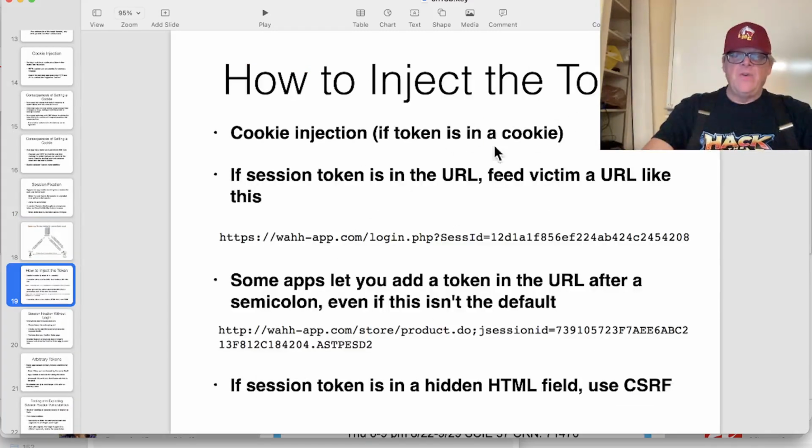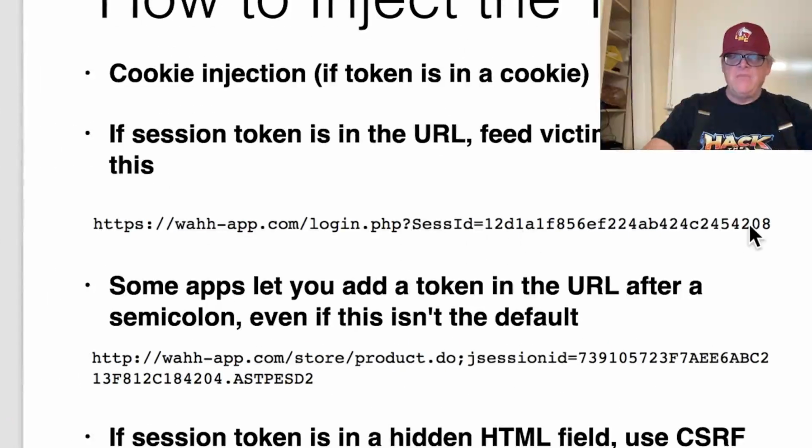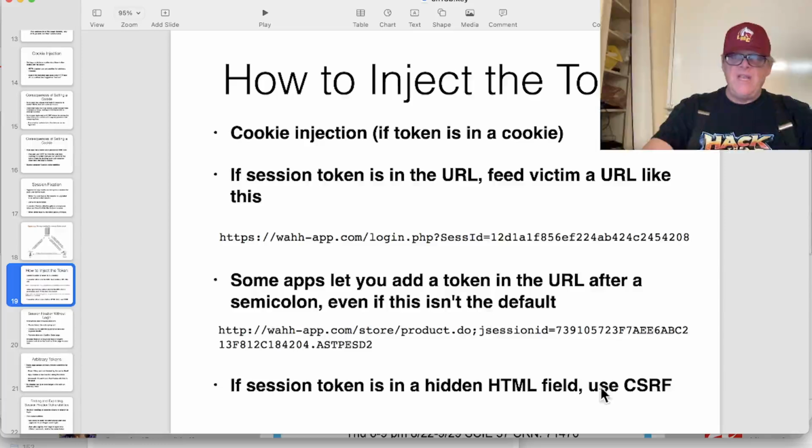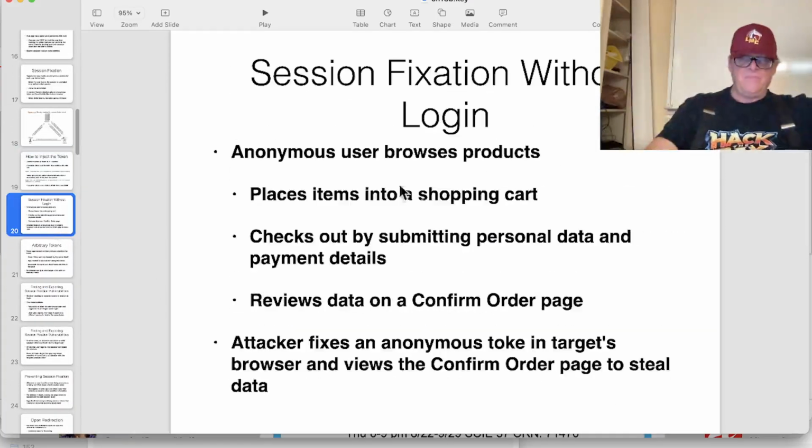So you can check the token cookie injection. If the token is in the URL, then you send session ID equals a number up here, and I can just set it that way. Some apps let me add that token, and if it's in a hidden HTML field, you can use cross-site request forgery. There's various ways to do it.